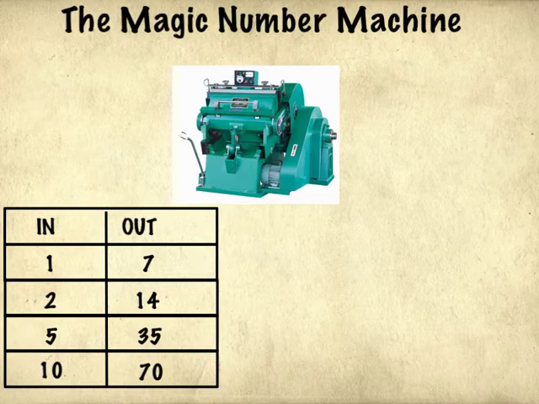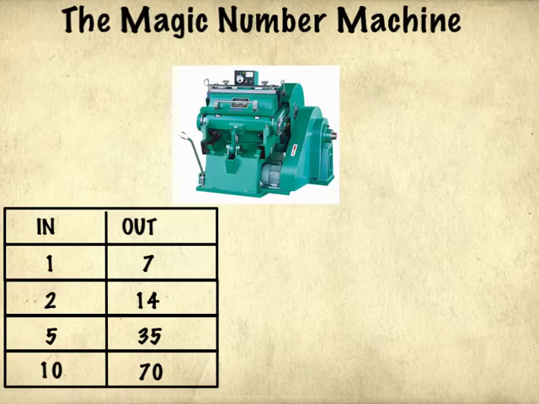So I'm going to start with the 1, that's always easiest. 1 plus 6 would give me 7. Let's try that for the next rule. 2 plus 6 would give me 8, so that can't be right. What else could I do to 1 to get to 7? Well, I could do times 7. 1 times 7 is 7. 2 times 7 is 14. 5 times 7 is 35. 10 times 7 is 70. I've found my answer. Yay me.